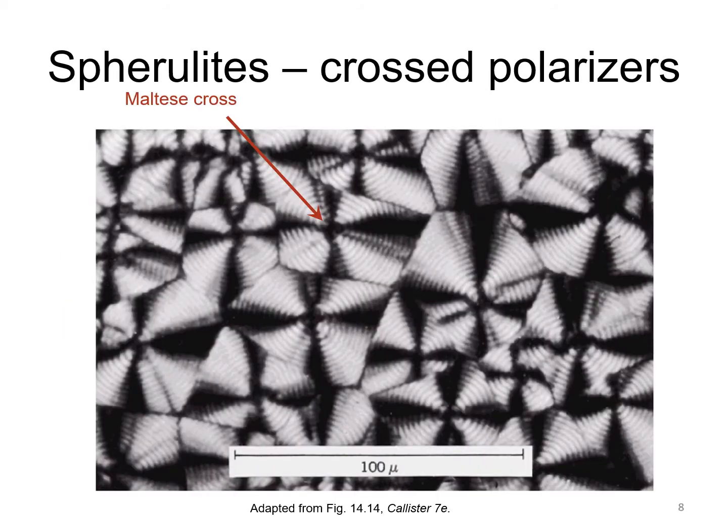The slide here gives you a TEM image of spherulites, which is cross-polarized. Here we can see a beautiful picture of the spherulites in actual imaging, and it has this Maltese cross between them.